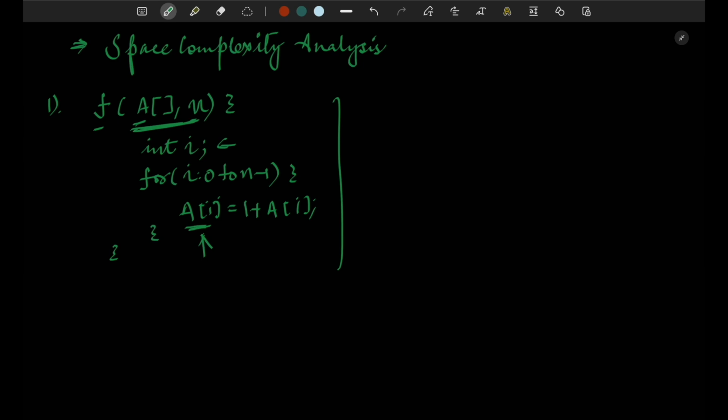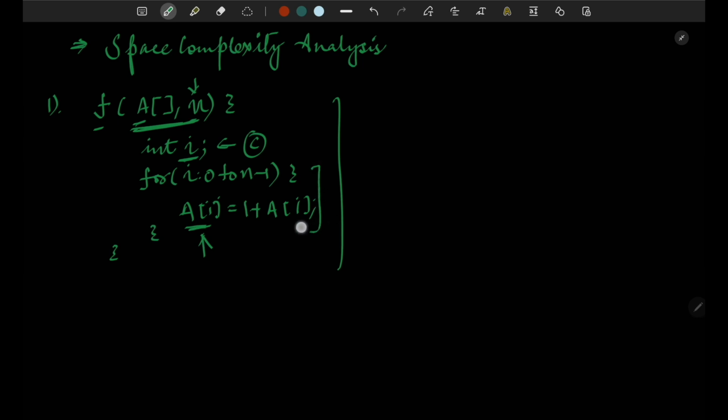So what do we have extra than the input? The extra that we have is this variable, that is I. But please note that this I is not going to depend on the value of n. It does not matter that the size of the array is 1 or maybe 10 or 10 lakhs. It's not going to depend on that particular value. So the space taken by the variable I is always going to remain constant. Such things are called constant space, and this could be represented as C.